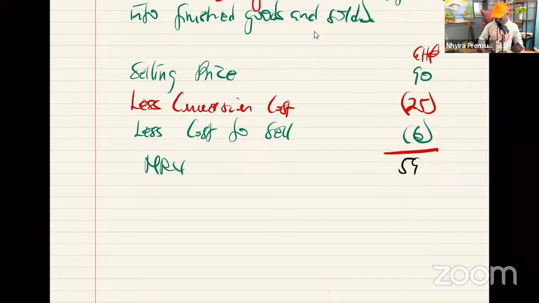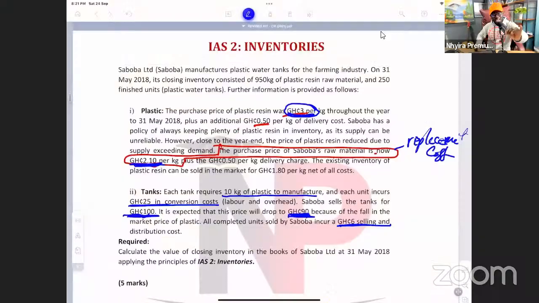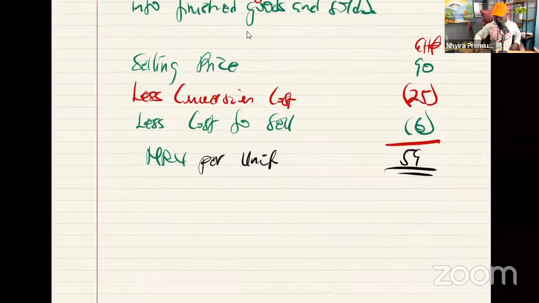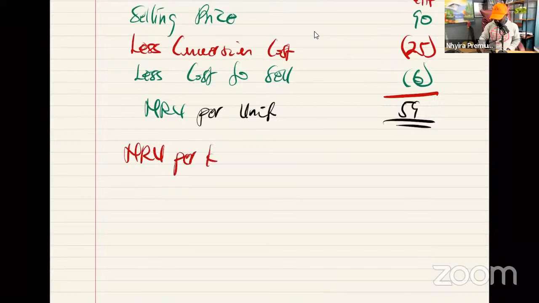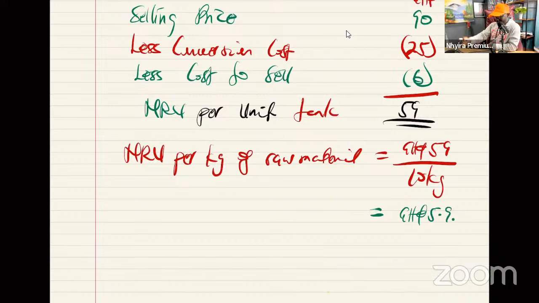But I want you to stay with me carefully. We are dealing with raw material. In the question, we are told that a tank uses 10 kilograms of raw materials. So the question we then ask ourselves is, what is the net realizable value per kilogram of raw material? That will be equal to 59 Ghana cedis over 10 kilograms, because remember, each unit of the tank uses 10 kilograms of raw material. So now the net realizable value per kilogram of raw material is going to be 5.9 Ghana cedis.